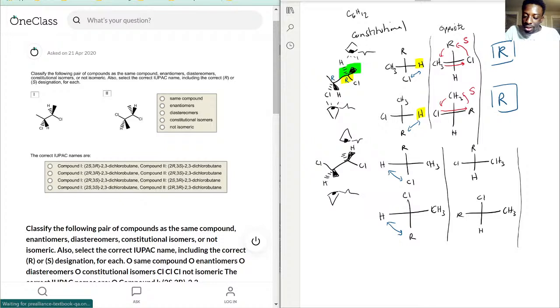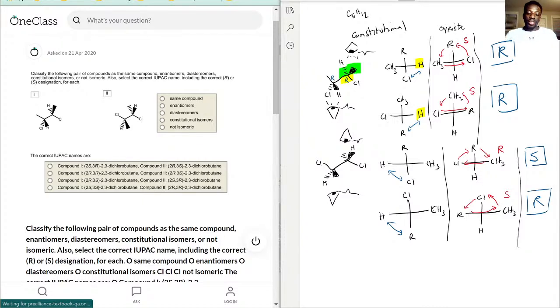So start with chlorine, move over to the R, then CH3. So this one is an R, okay? Remember, it's going to be the opposite of that. And here, start with the chlorine, move to the R. So this one is actually going counterclockwise as an S. So with that, you just flip it over. So now we get SR as the second one.